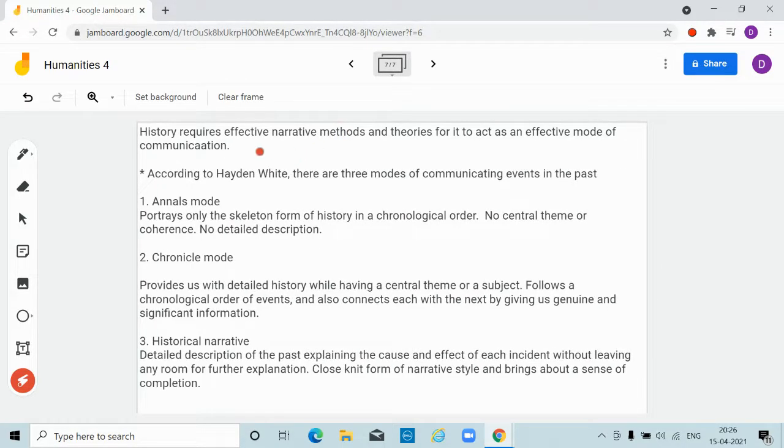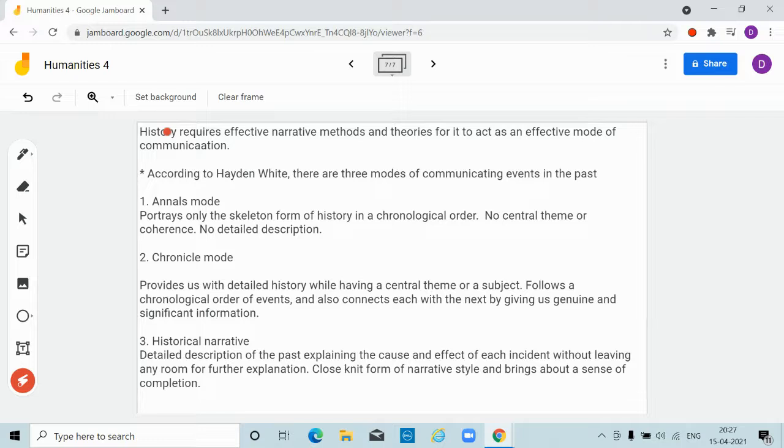Now, moving on to the last topic from our syllabus. History requires effective narrative methods and theories. Now, history is a very important part of narration, right? Because history tells you something, it narrates something to you about the events and the people who lived in the past, the events that had happened in the past, the noble deeds that were done by people in the past, the mistakes that they had committed.